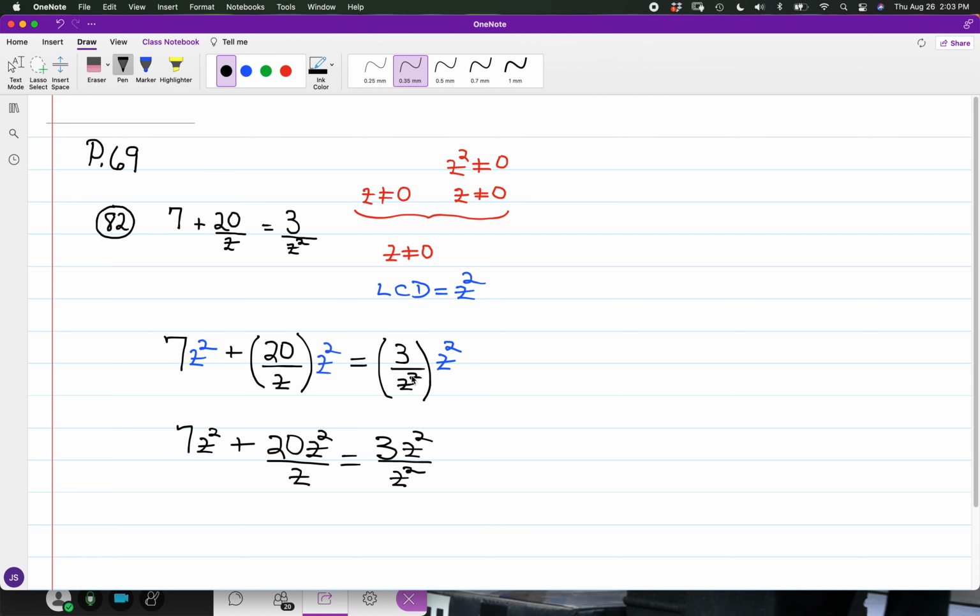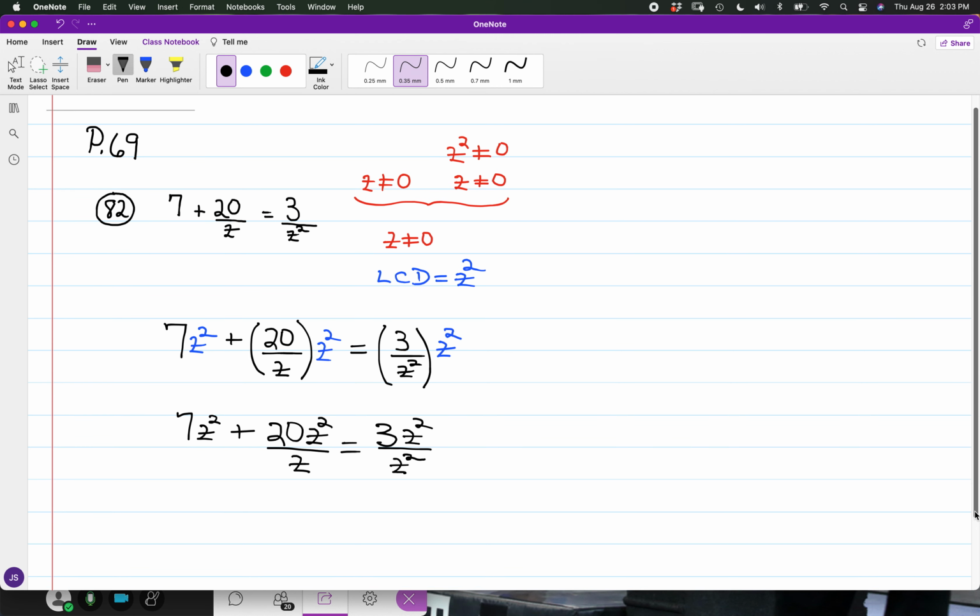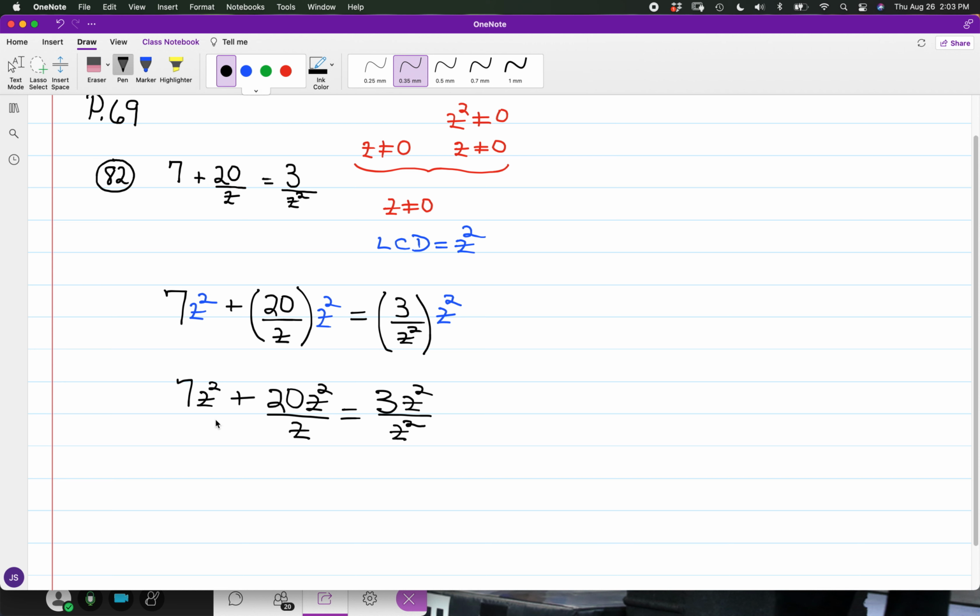If you see the cross multiplication simplifying in advance, that is fine. For the first term, we got 7z squared, plus 20z squared over z. Z squared divided by z leaves us with z, so you have 20z. And to the right, we have 3z squared over z squared, so this leaves us with 3. Now we have a quadratic equation in the variable z.